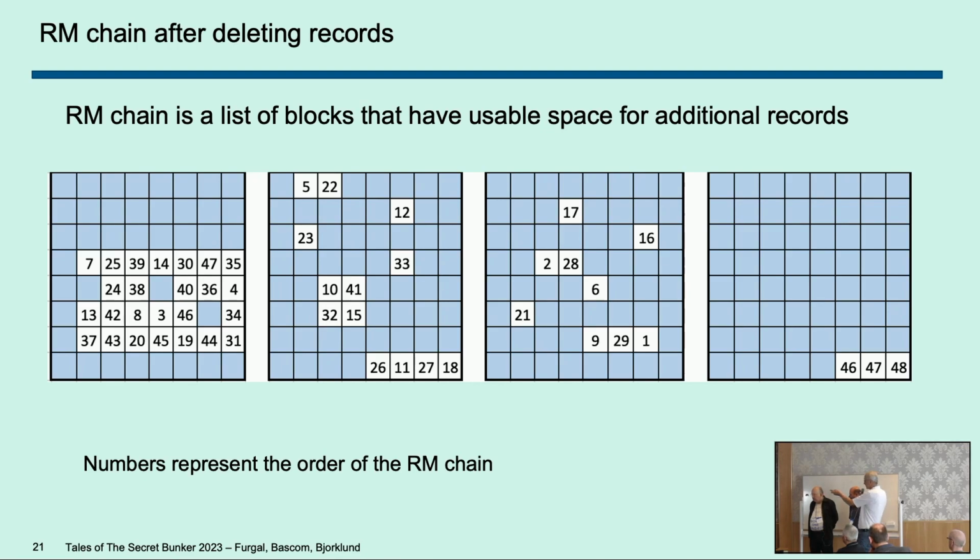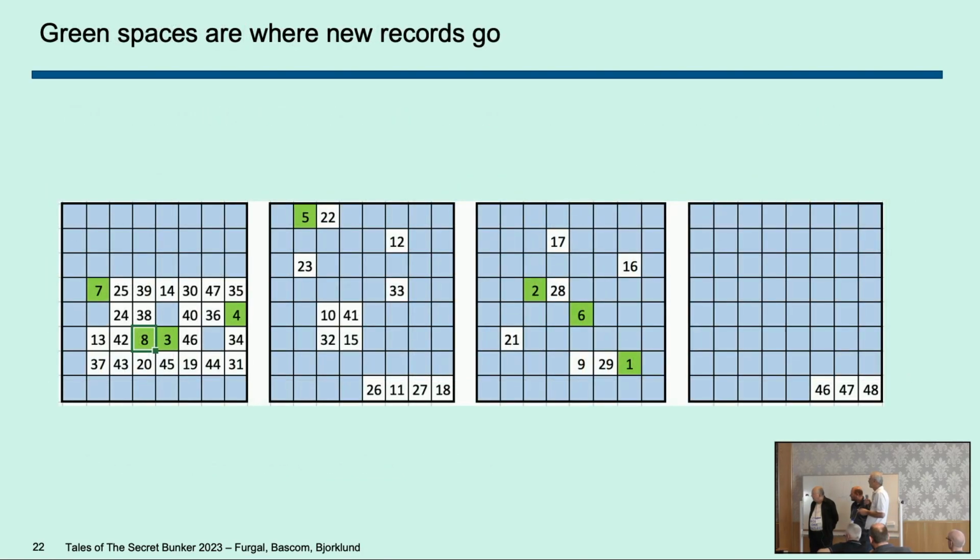And so these numbers are kind of the ordering of the RM chain, which again is scattered all over the place. When you add new stuff, the new stuff goes wherever there's room for it, not necessarily in sequential order, but wherever it can find enough room, kind of sequential, hopefully, but logically sequential, not physically sequential.